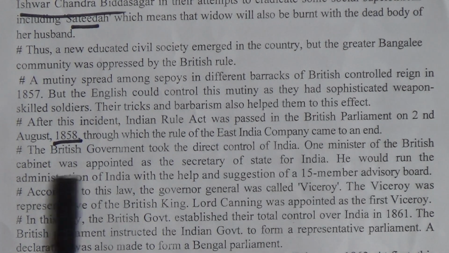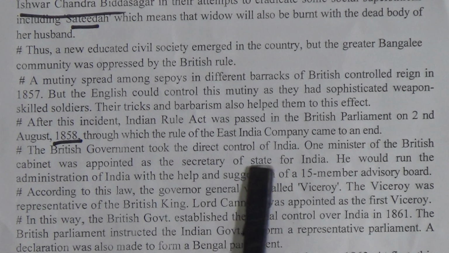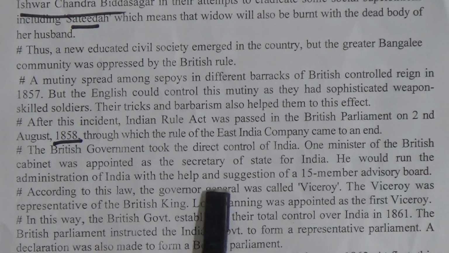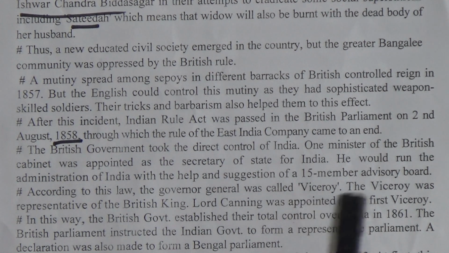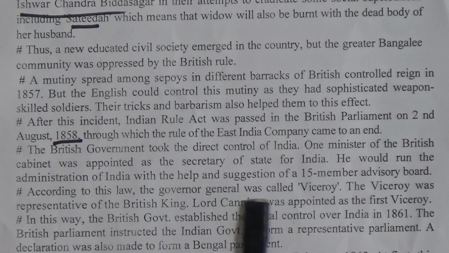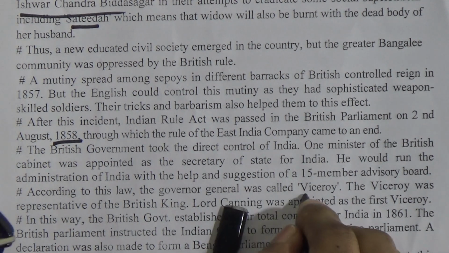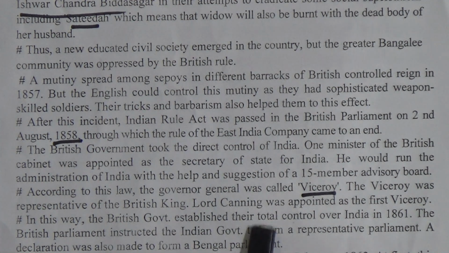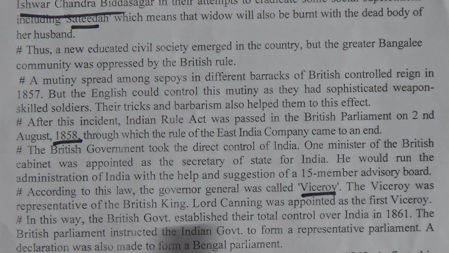One minister of the British cabinet was appointed as the Secretary of State for India. He would run the administration of India with the help and suggestion of a 15 members advisory board. According to this law, the Governor General was called Viceroy. The Viceroy was representative of the British King. Lord Canning was appointed as the first Viceroy. In this way, the British government established their total control over India.